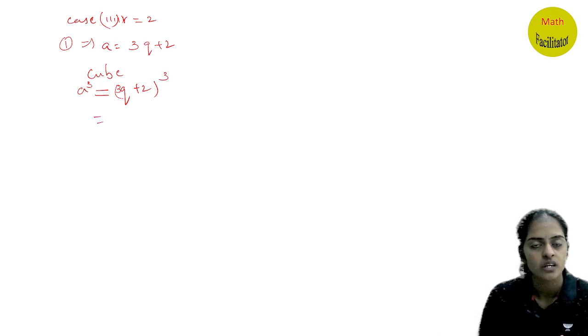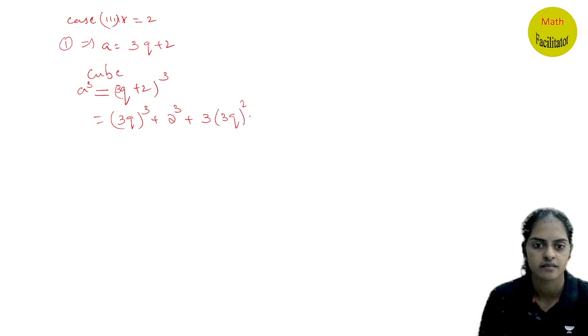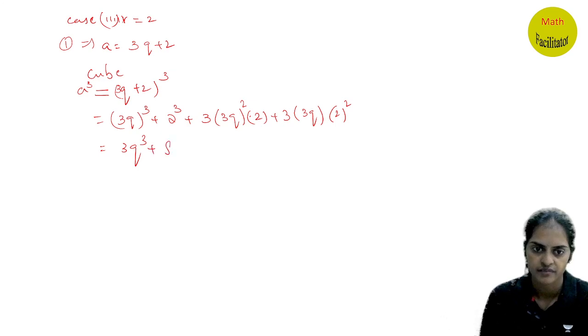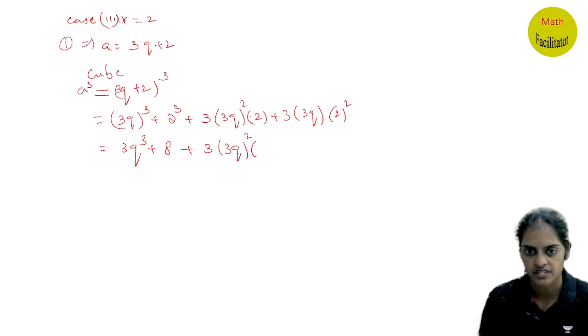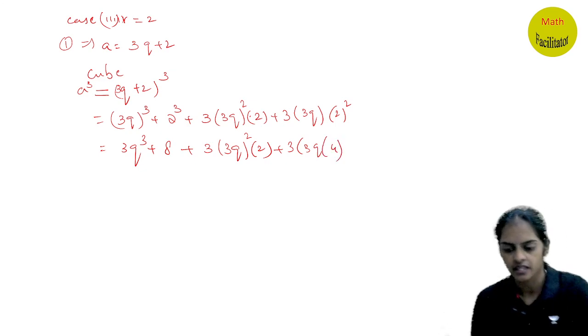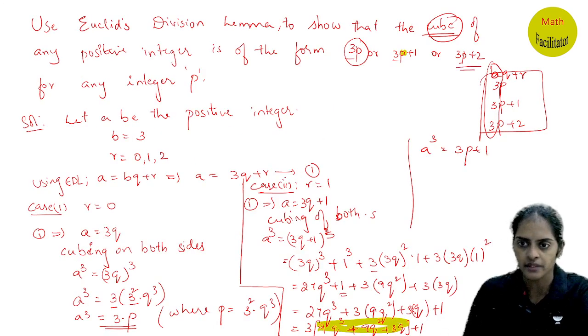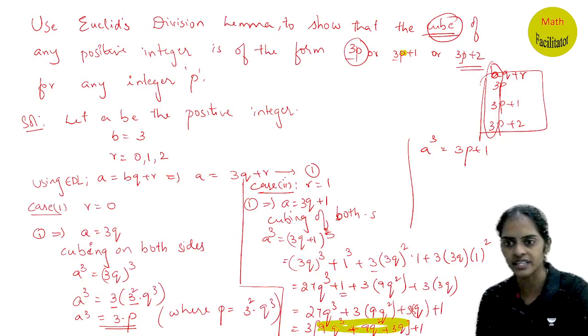That is equal to, again, the a plus b whole cube formula. So a cube plus b cube plus 3a square b plus 3a b square. So again from this you can see 8. I'm just writing it as it is, because anyway we can take 3 common from everything. Here I have to prove it as 3p plus 2.